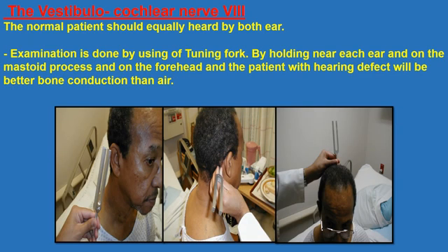The vestibulocochlear nerve. In normal condition, the patient should hear equally by both ears. This nerve is responsible for hearing. So examination is done using a tuning fork, by holding it near each ear and on the mastoid process and on the forehead, and a patient with a hearing defect will have better bone conduction than air conduction.